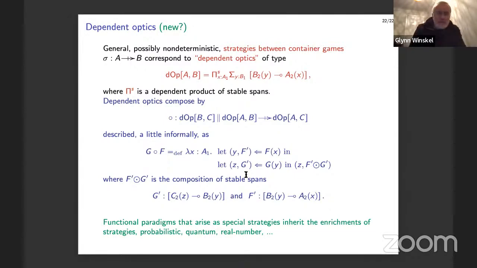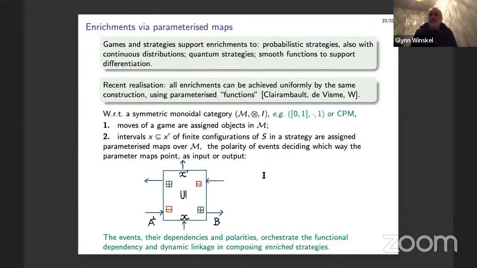Another thing I'd like to stress is that the functional paradigms that arise inherit the enrichments that we've found on strategies. We've enriched strategies with probabilistic and quantum structure, and we've recently realized that this fits inside a general scheme, which harks back to those parameterized categories that I talked about right at the beginning. So all these enrichments to probabilistic and quantum strategies and so on fall within this general scheme.